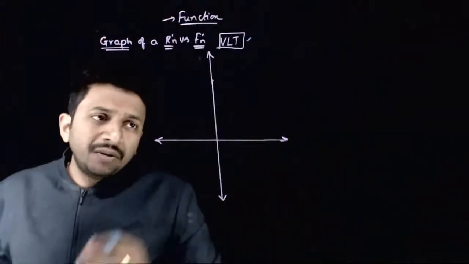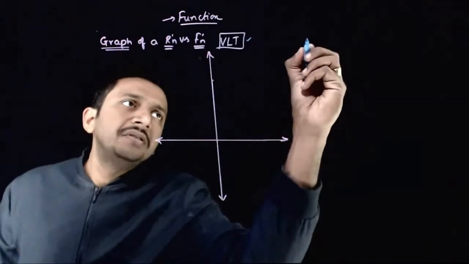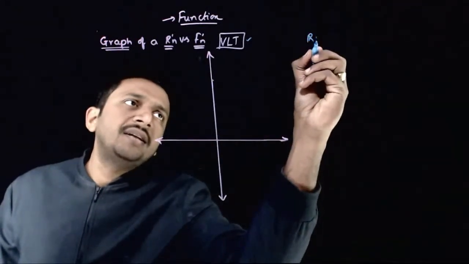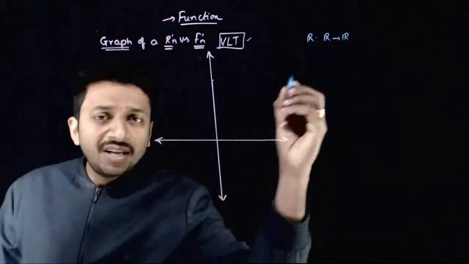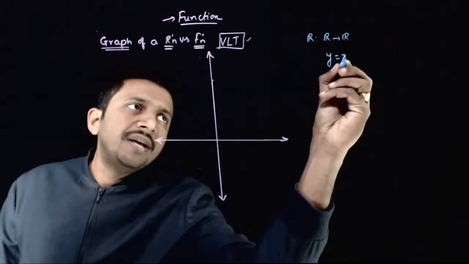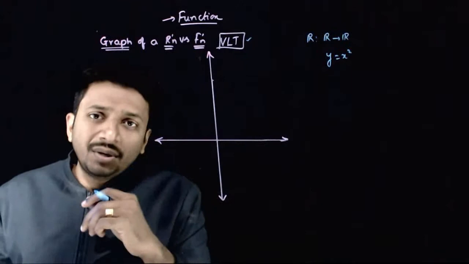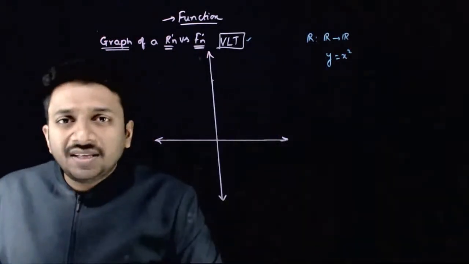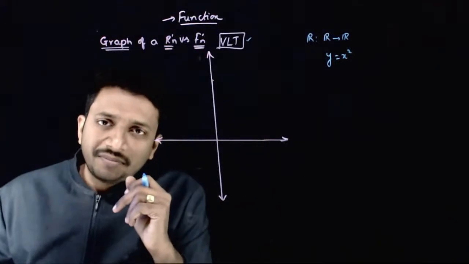So now let us look at another relation between real numbers to real numbers. So let us take a relation R defined from real numbers to real numbers, and this time let the definition be y is equal to x square. Previously the definition was y square is equal to x. Now the definition is y is equal to x square. So how does the graph of this look like?